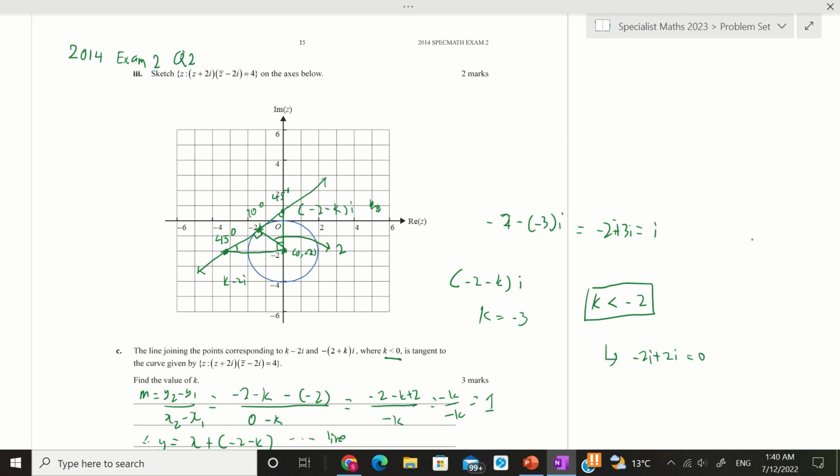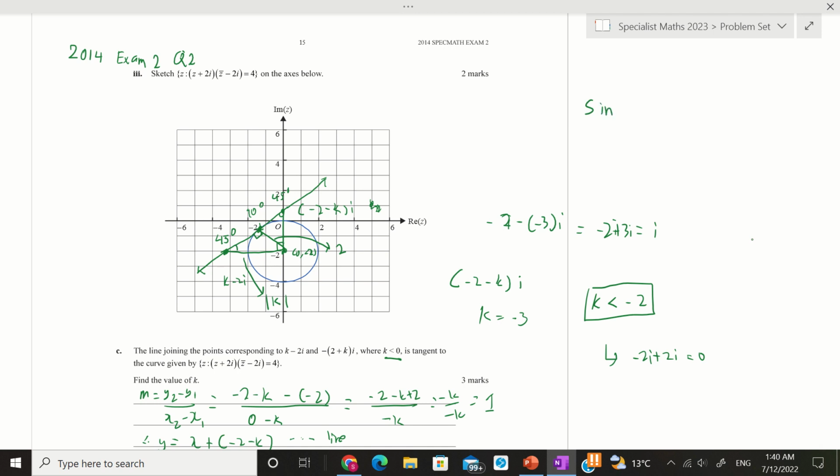Because k is our x coordinate and -2 is our y coordinate, this length here, obviously k is a negative number, but the length itself is equal to the absolute value of k. If you're just talking in terms of distance, then that length there is the absolute value of k. Now, based off this angle here, we can use a sine ratio.